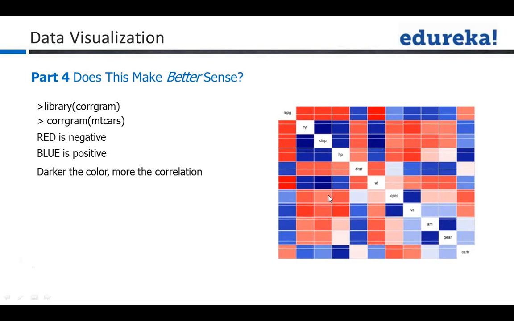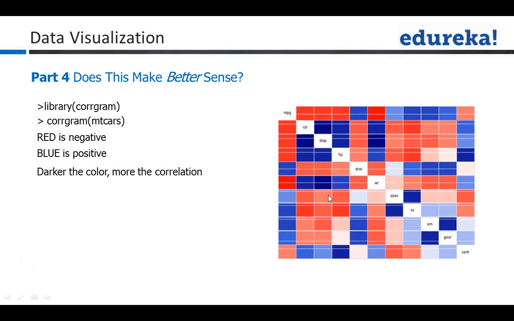The diagonal is white because there's no meaning in a correlation of a variable with itself. If I had colored it blue for one, it would indicate that these are very highly correlated, but it wouldn't mean anything because of course they are very highly correlated. So on the diagonals, they have just put in the variable names.